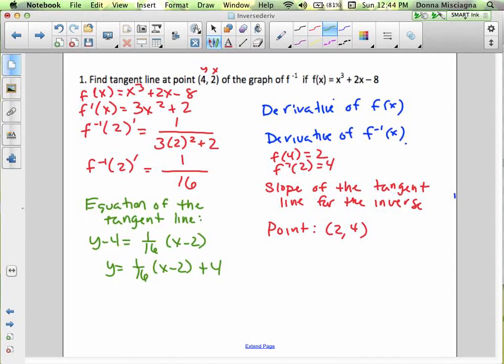And we could find that if you ever got stuck, you could always find the inverse and then take the derivative of the inverse, but this is a little shortcut for you. Let's do another one.